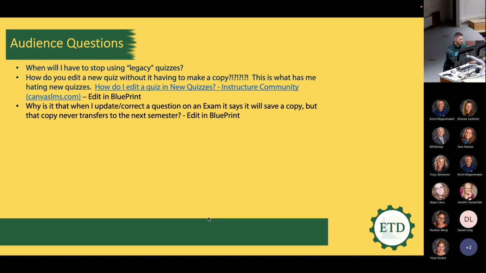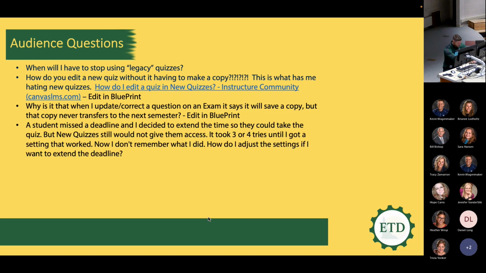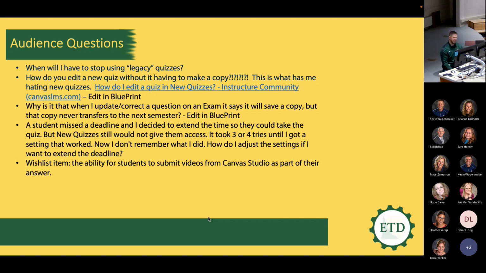I mentioned editing a quiz question and how it makes a copy if students have already taken it. Like I said, if you do need to make an update to a question, just do it in the blueprint and look to the future for future syncs. I showed you how to update a quiz if a student missed the deadline. I know Heather, among others, wants the Studio submission as an option. There are workarounds, but we would like a straight up Studio question where they get to record a video. We're not alone in asking for that.